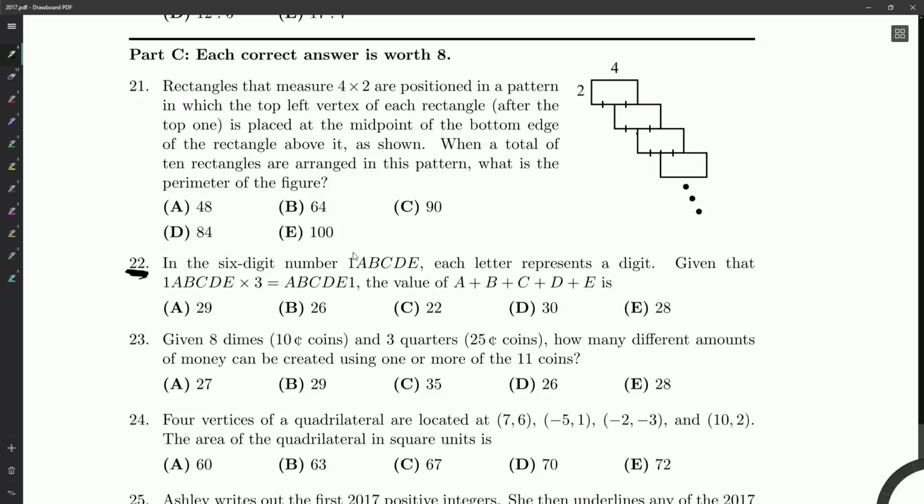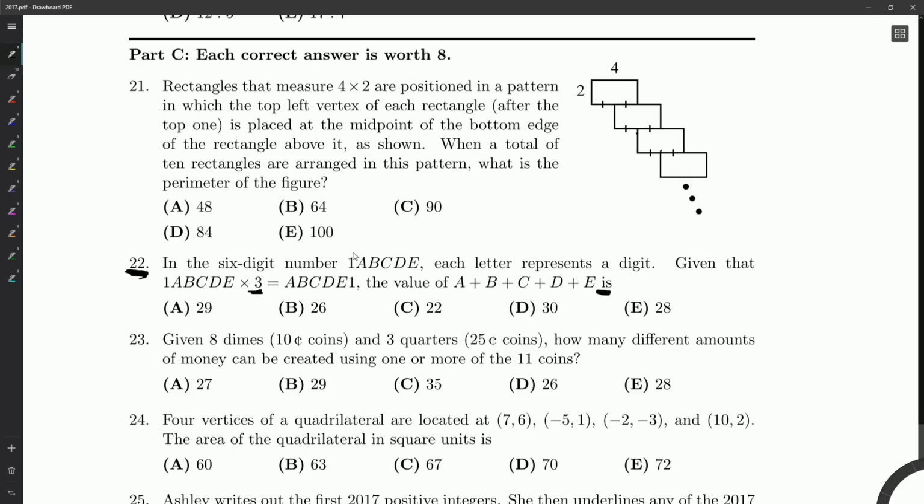100 thousand, A ten thousand, B thousand, C hundred, D tens, E. It kind of sounds weird when I do that. But the point is, it's meant to be read as though they were digits. Given that 1ABCDE times 3 is ABCDE1, basically we just cycle the 1 to the ones digit, the value of A plus B plus C plus D is.